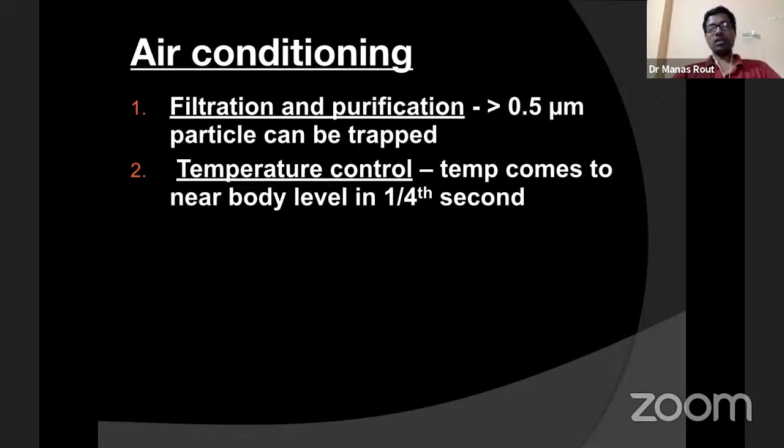So in this 1/4 of a second, the temperature changes. Suppose the outside temperature is 10 degrees. 10 degrees to 37 degrees takes 1/4 second. Even sometimes the outside temperature is 0 degrees; there also it takes 1/4 of a second to make the air 37 degrees. From here we can understand how powerful an air conditioner this is. The air conditioner is so powerful.